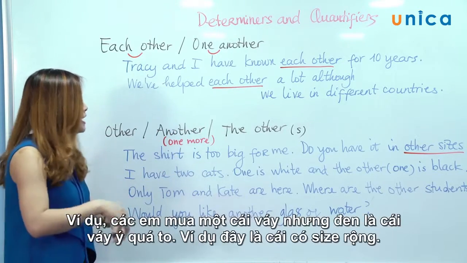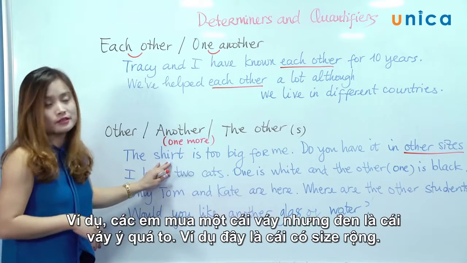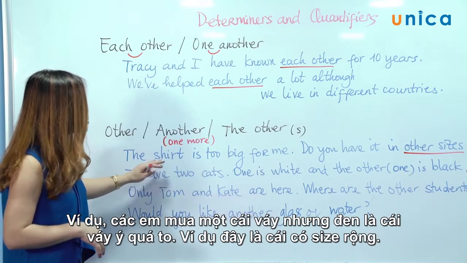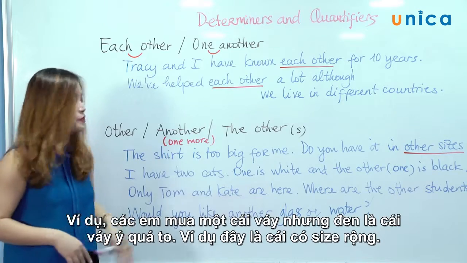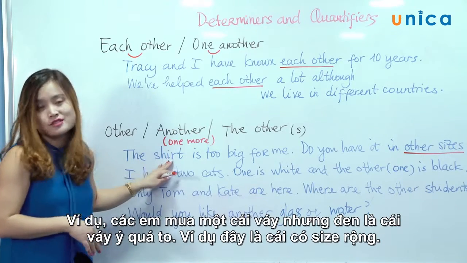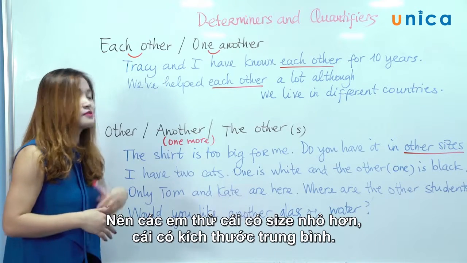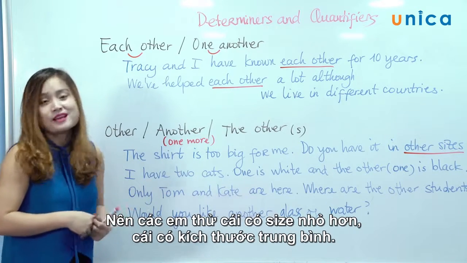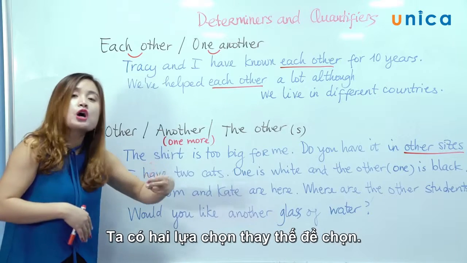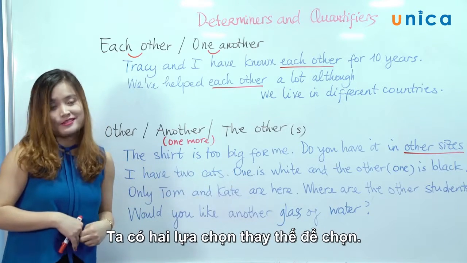For example, you're buying a shirt, but unfortunately the shirt is too big for you. For example, this is a large size one. So you can try the smaller size, or medium size. All right, so we have 2 alternative options to choose.